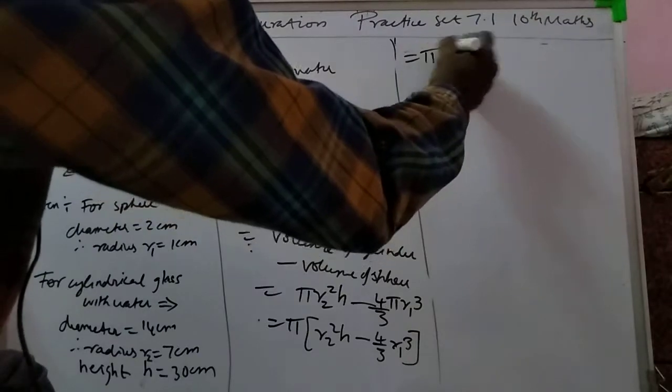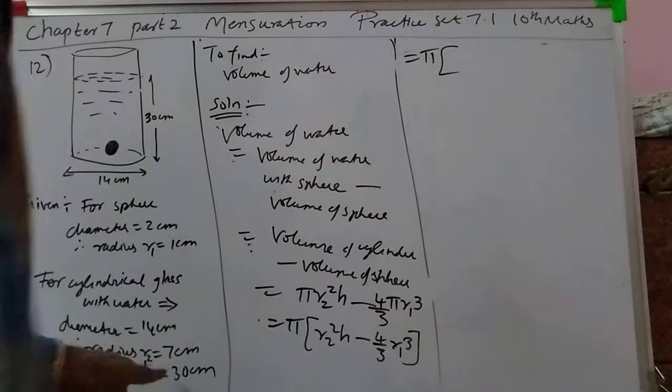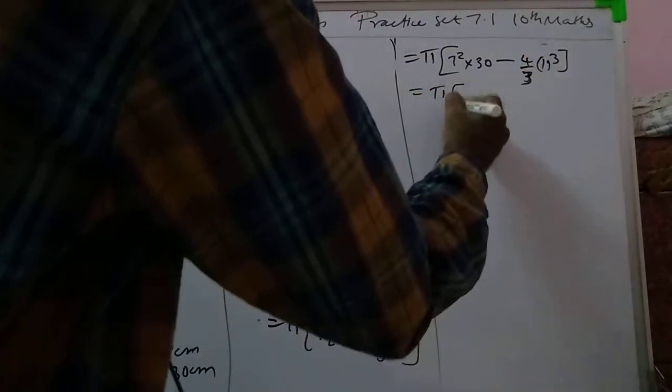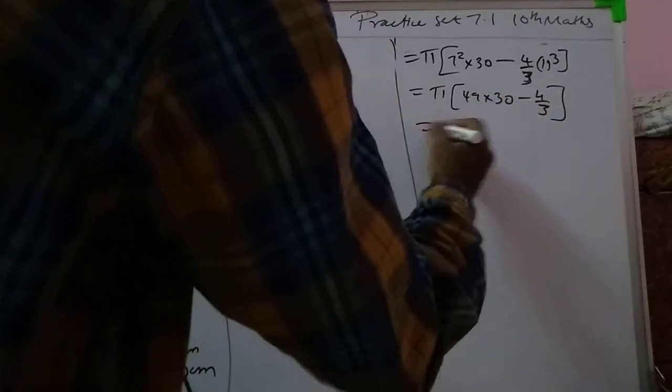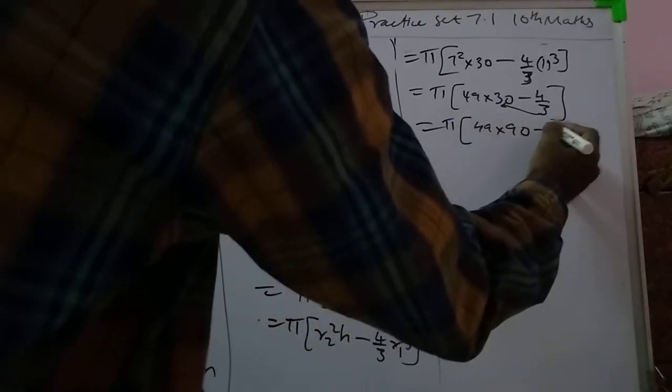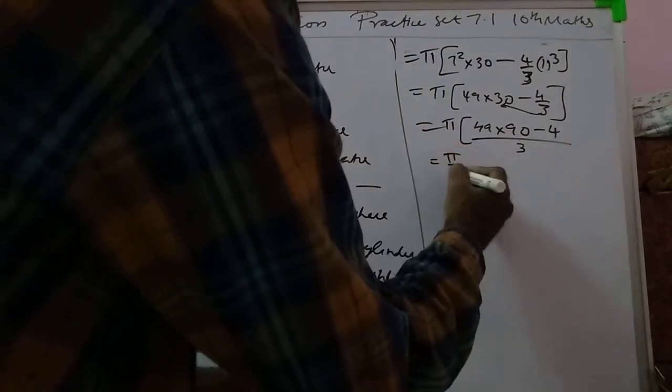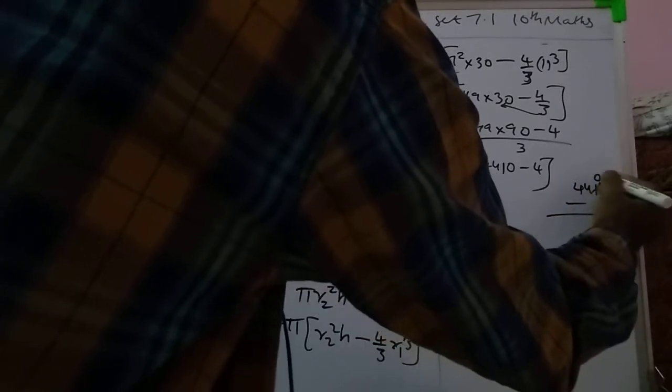We put the values. So that will become pi into 7 square into 30 minus 4/3 into 1 cube. So that will become pi into 49 into 30 minus 4/3. It will become pi into 49 into 90 minus 4 upon 3. Let pi keep like that only. So it will become pi by 3. Calculate 49 into 9, how much? It is 441, and minus 4. So we calculate here 4410 minus 4, so that will become 4406. So that will become pi into 4406 upon 3.